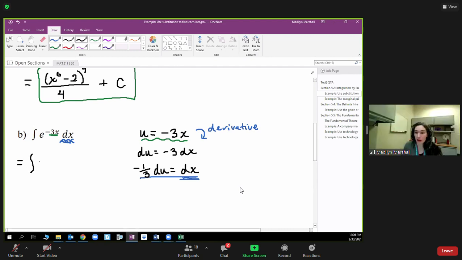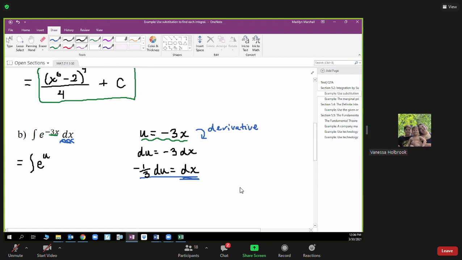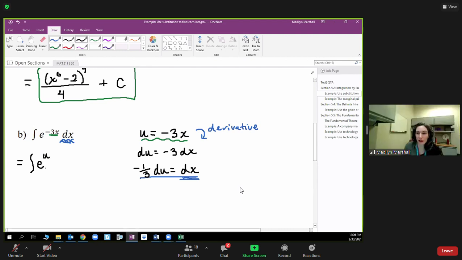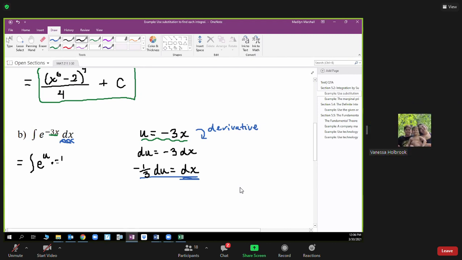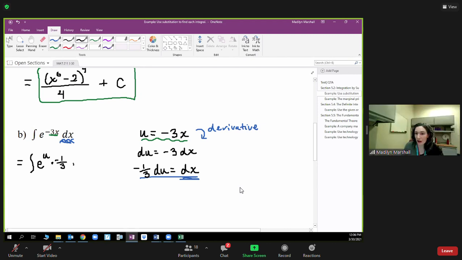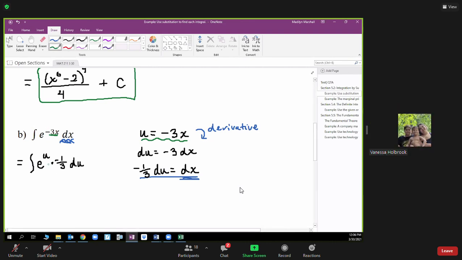So substituting, we have e to the u, so that u is going in for negative 3x. In for the dx is that negative 1/3 du. And is it multiplied? They are multiplied.